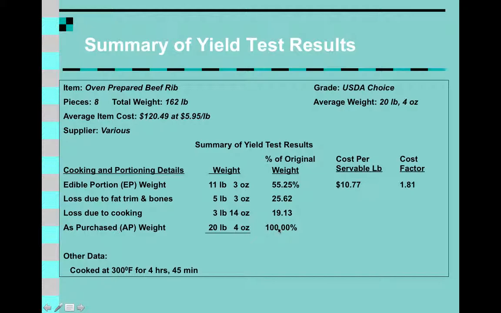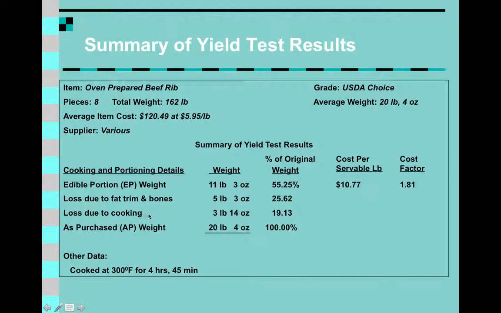This is how we determine the percentage of original weight. This should be pretty easy. This is 20 pounds 4 ounces. That's the percentage of original weight. To find out this amount, we would take 3 pounds 4 ounces, divide it into 20 pounds 4 ounces. And that represents 19%. So we lost 19% due to cooking. We lost 25% due to fat trimming and bones. In the end, 55% of our original weight was servable.